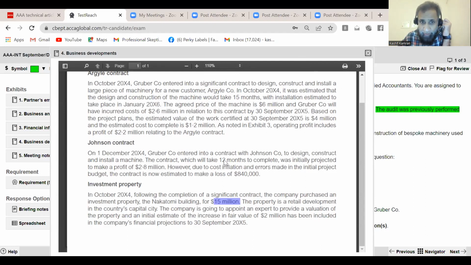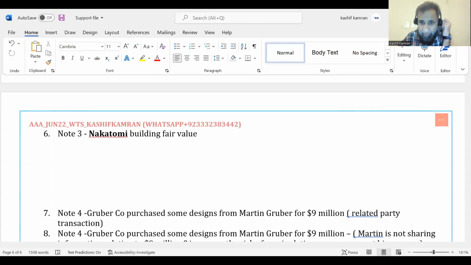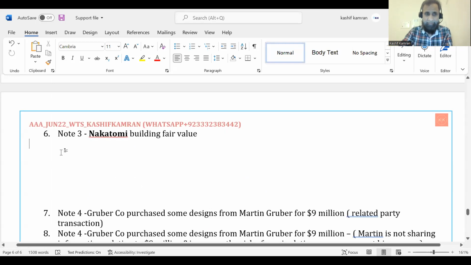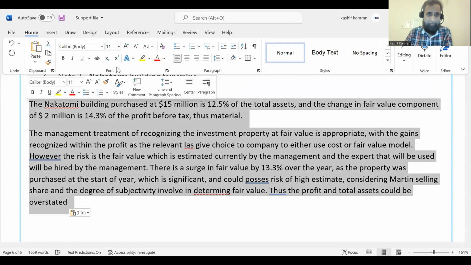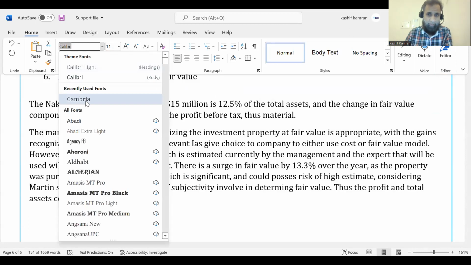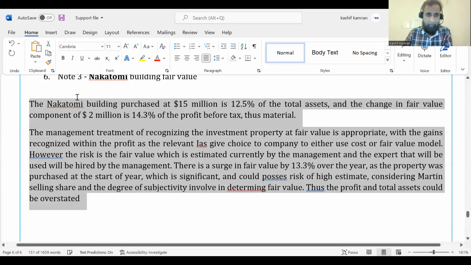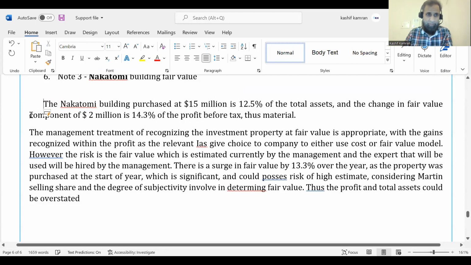Okay, so you go back to the support file again. You write the answer for the Nakatomi building. Let's see how many marks we get from the Nakatomi building. And this is the final answer I'm writing, right? The rest you will complete yourself. This is the Nakatomi building. Let's see how many marks we get for the Nakatomi building. Just give me 1 minute.